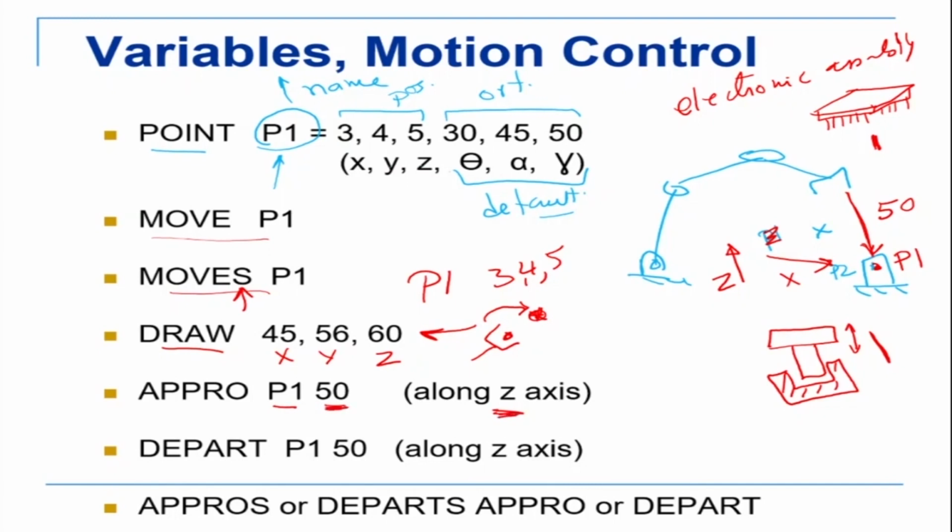So when you are catching an object, normally the robot will be using the APPROACH command to bring the end effector near the object before we catch it. After catching, the same thing, it goes up straight. Okay, and that is the command DEPART. So DEPART P1 50 basically means after catching the object at P1, go backwards along Z by 50. So this is for catching, this is for departing.